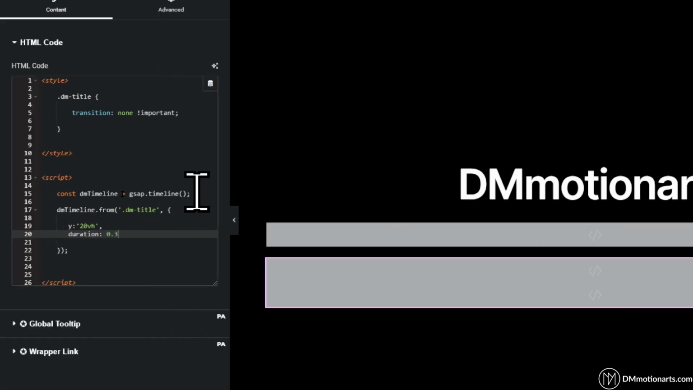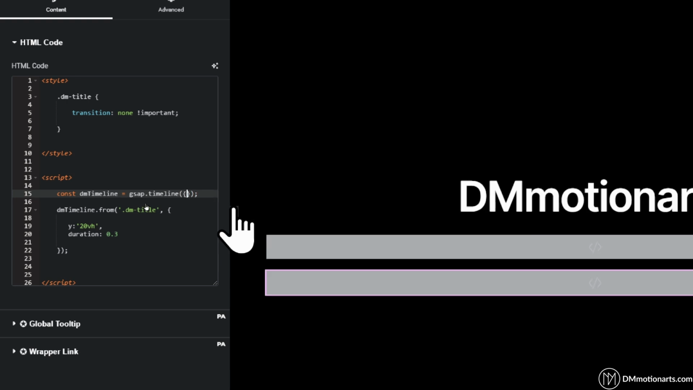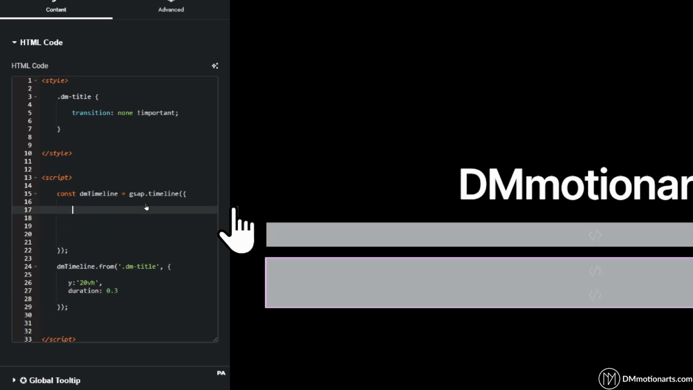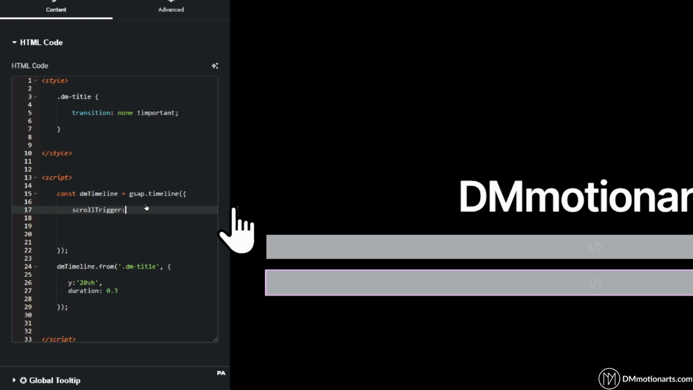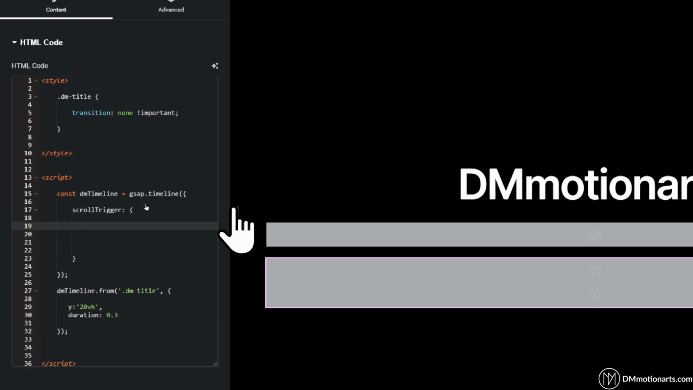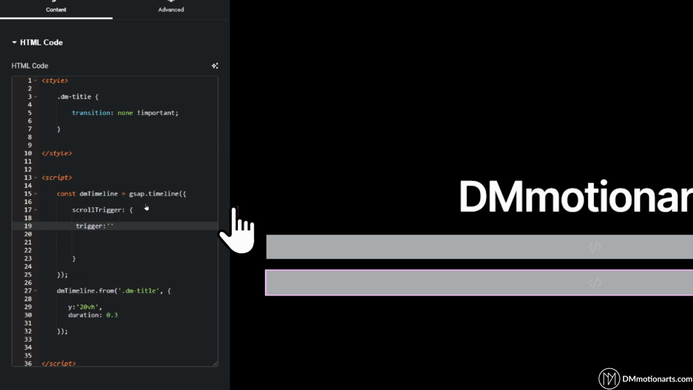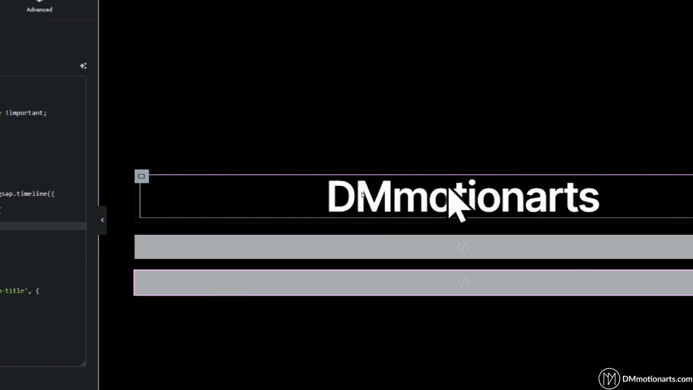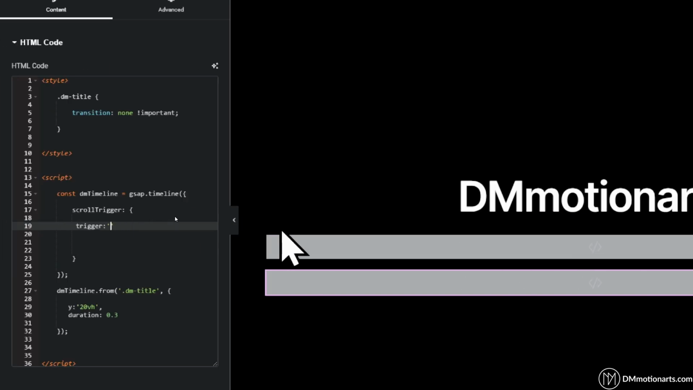When we want to do scroll trigger for the whole timeline, we can just go into this timeline, open curly brackets and do enter, enter, enter. And here we could do the same stuff that we learned in the past video, which is adding a scroll trigger like this. The trigger should be, when should this whole timeline start? When this is in viewport. So I can use this as my trigger, DM title.